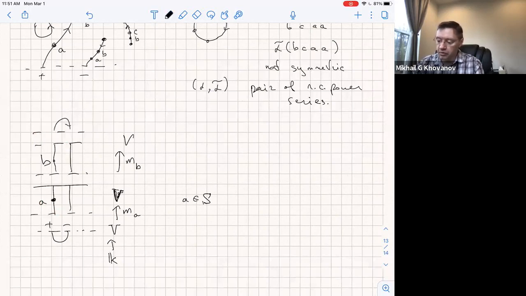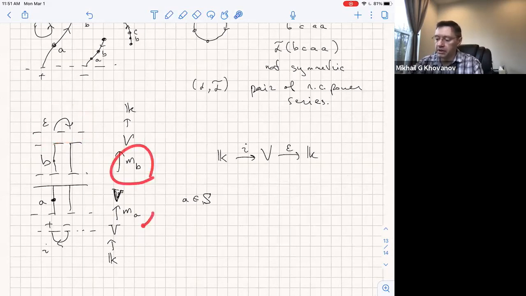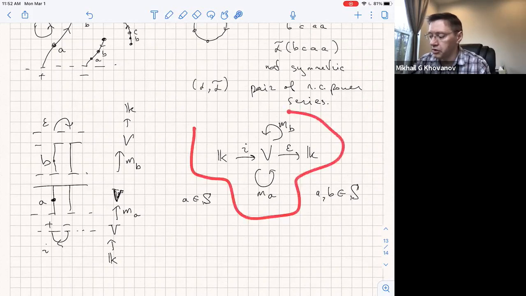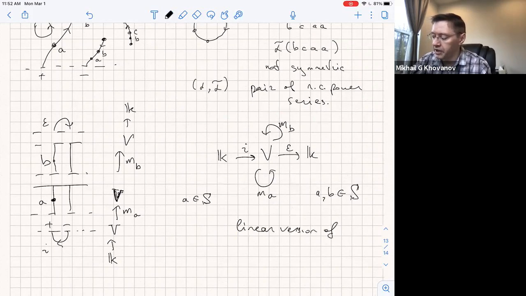And eventually you're going to close up using a map back into the ground field. This is I, this is epsilon. So if you look at what you have on the algebraic level, you have inclusion of the field into vector space V, I. You have a trace map from V back into the field, epsilon. And inside V, you have linear maps, endomorphisms, one for every element of the set of labels. And this is a linear version of finite state automata.